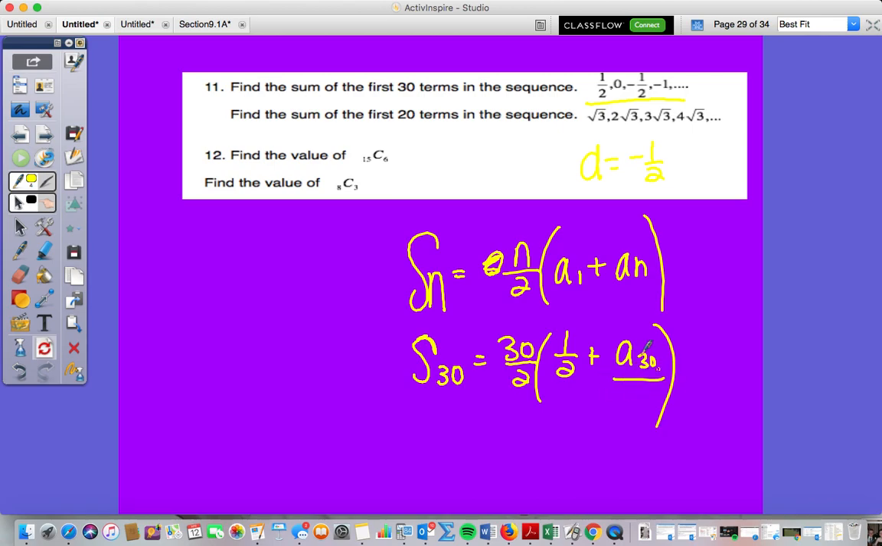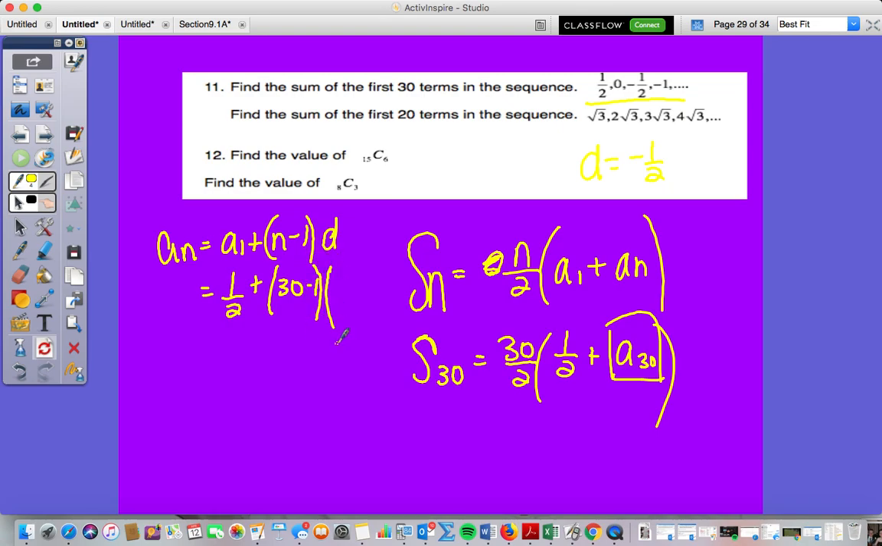Whenever we don't know this, you mean the nth term? You did it right on the quiz or test today. You remember? When you don't know the 30th term, go ahead and use the nth term formula. So what would be A1 here? 1/2. Good. What is N? 30. Good. And what is D? Negative 1/2.